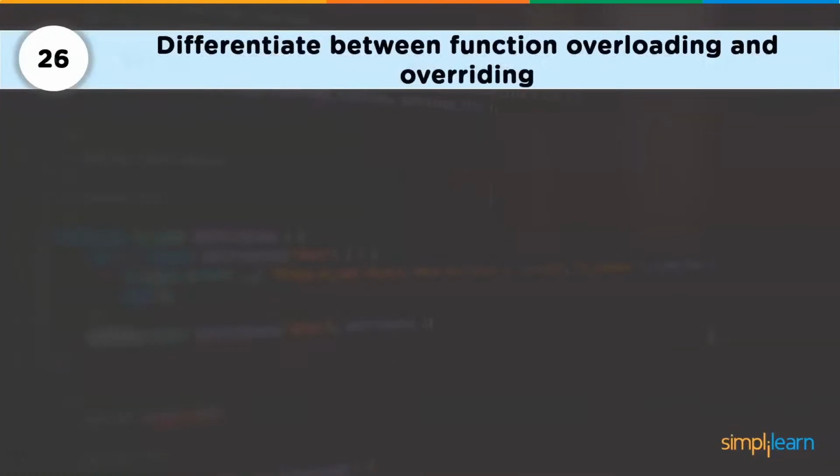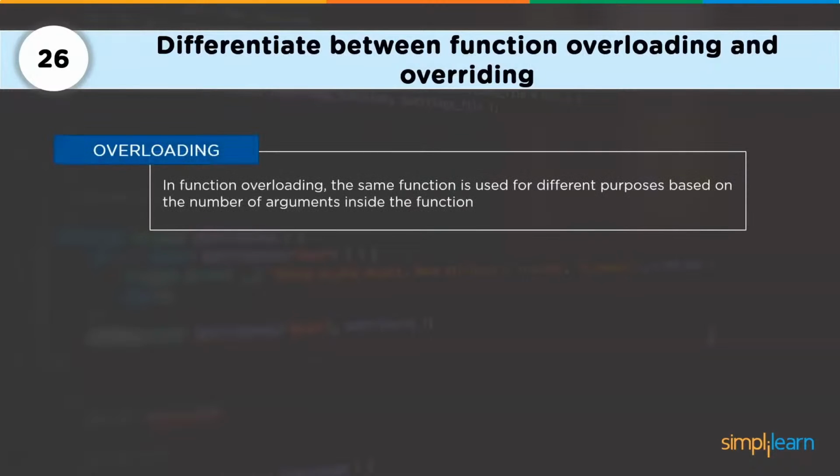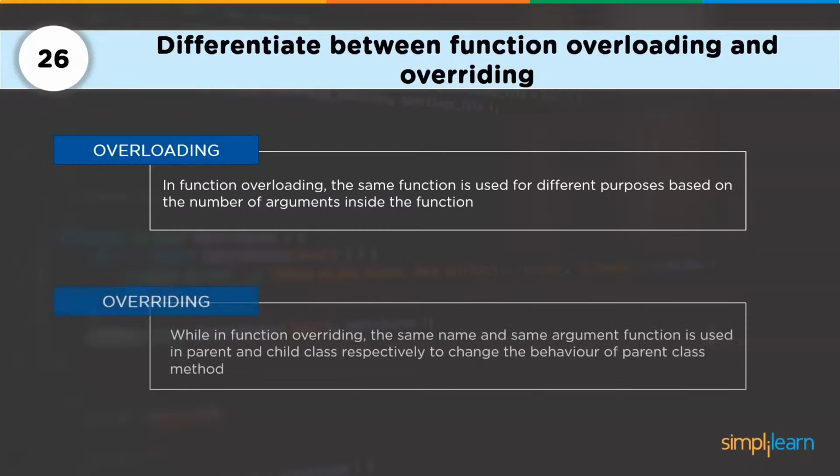Next question, differentiate between function overloading and overriding. Now, in function overloading, the same function is used for different purposes based on the number of arguments inside the function, while in case of function overriding, the same name and same argument function is used in parent and child class respectively to change the behavior of the parent class method.